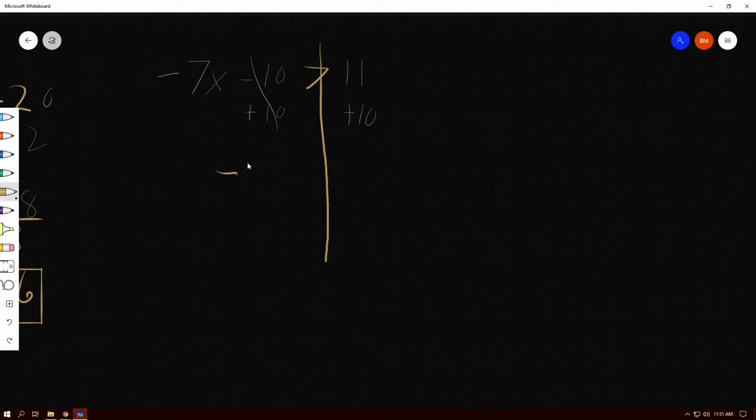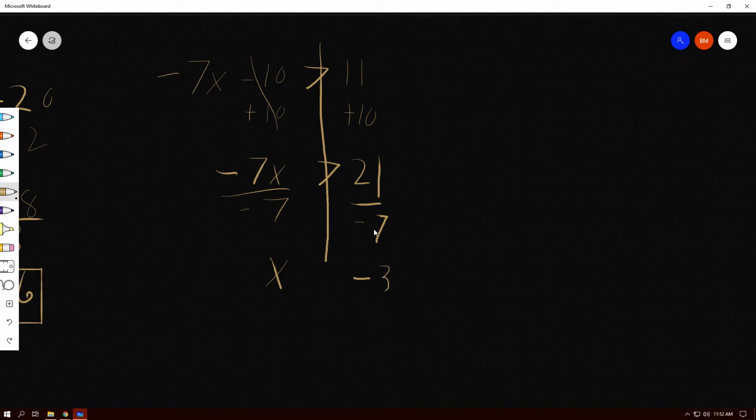I have a negative 7x is greater than 21. Now what am I solving for? I'm solving for x. What's on the same side as x? The negative 7. What's it doing? Well, it's multiplying. How do you get rid of multiplication? You divide. So I divide both sides by negative 7. All right. So I have x, and then 21 divided by negative 7 is negative 3.